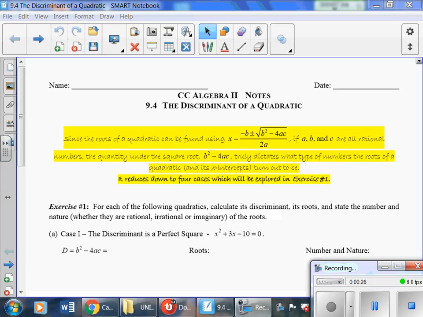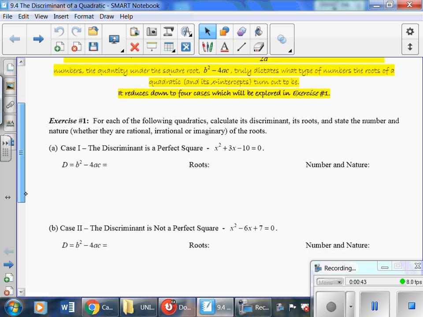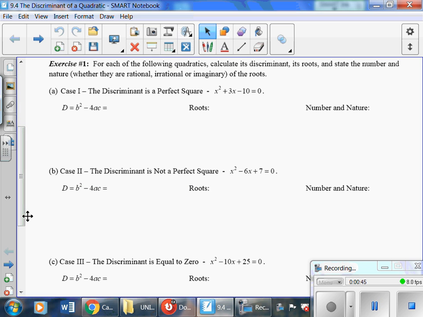Are the roots going to be rational? Are they going to be irrational? Are they going to be complex? Are they going to be one root where the parabola is tangent to the x-axis? Or are they going to be two roots? Or are there going to be no roots? So today we're going to talk about how we can use the discriminant to come up with the nature of the roots. So basically we broke this into 4 different cases.